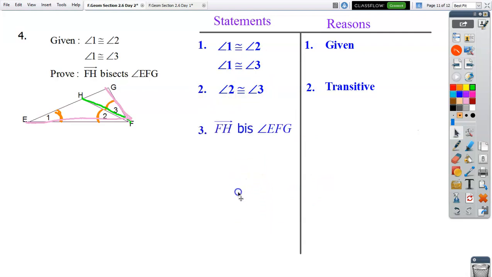Next up, that line segment FH bisects angle EFG. And that's the definition of an angle bisector. If two angles make up a whole angle, which they do, EFG, and they're congruent, then FH is a bisector, because a bisector cuts an angle into 2 equal parts.